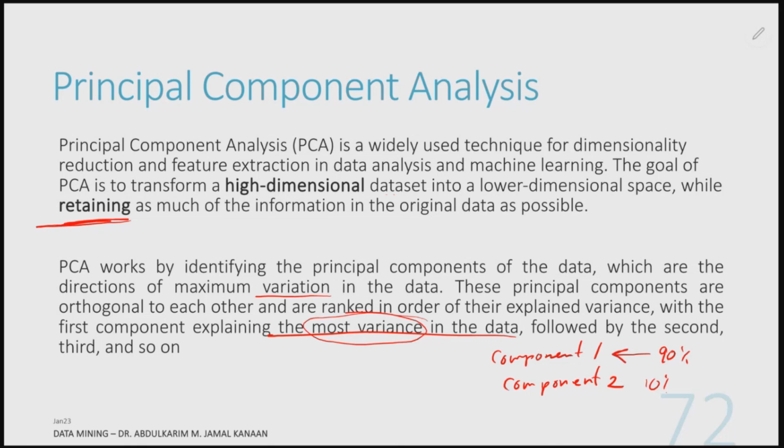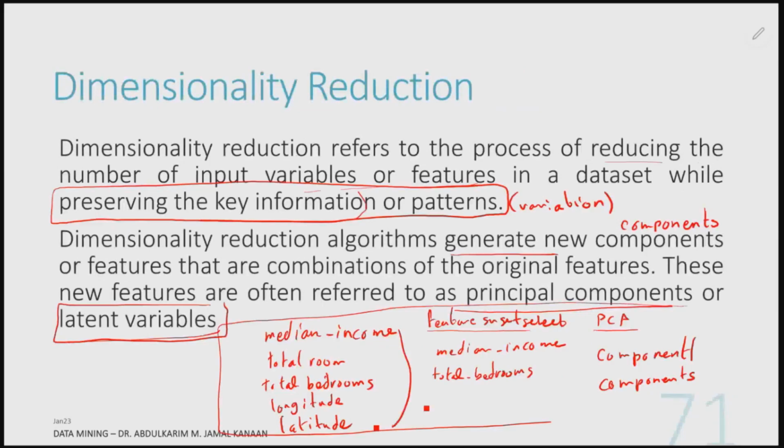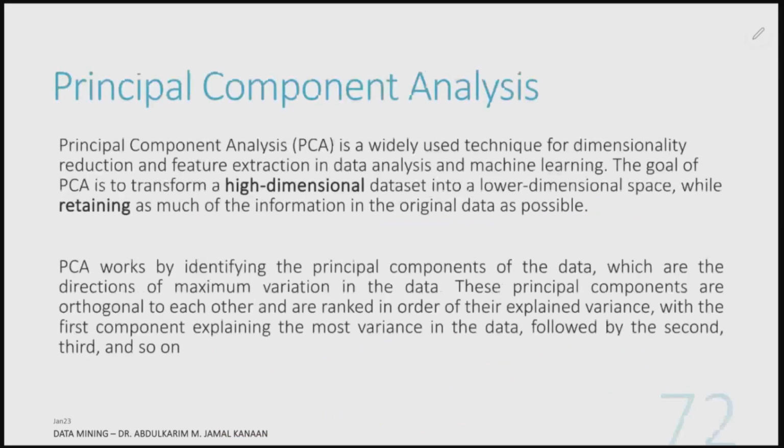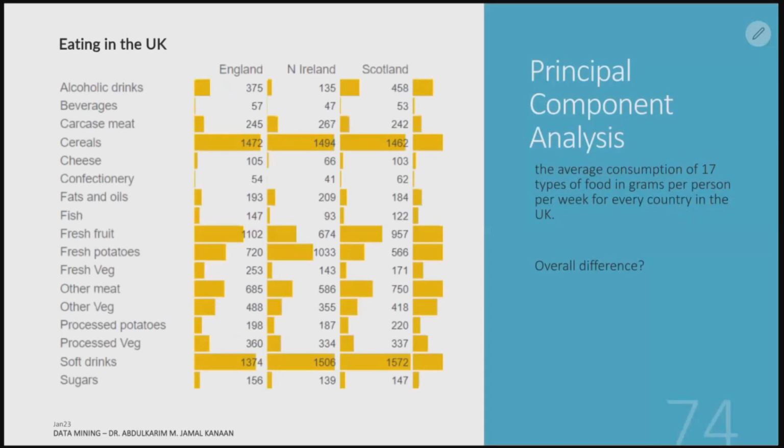There are mathematical equations behind this, but I'm not going to explain them. I just need you to understand the concept. So when we get component 1, can we say this is median income? No, we cannot say that because it is a sense of all of them together, combined. So remember this example. It will help you understand the difference between feature subset selection and principal component analysis. Let's look into this example. This is an interesting example.